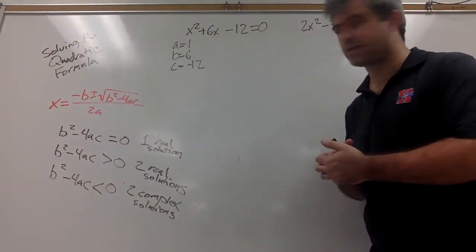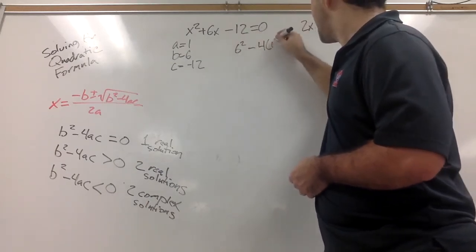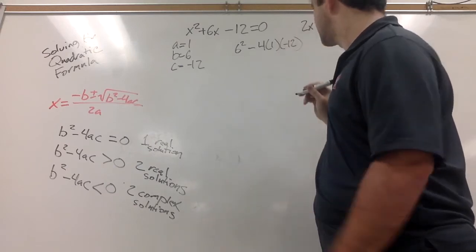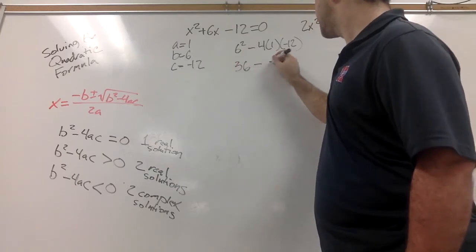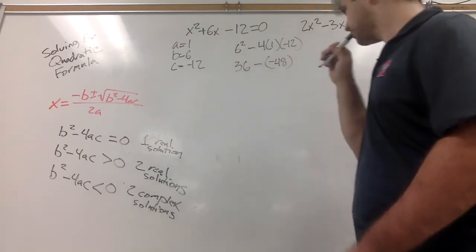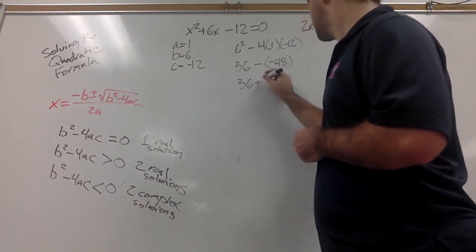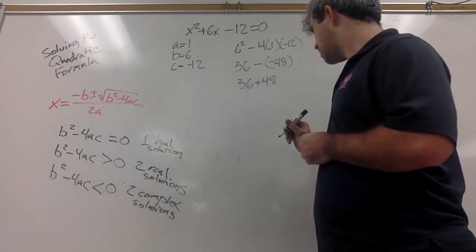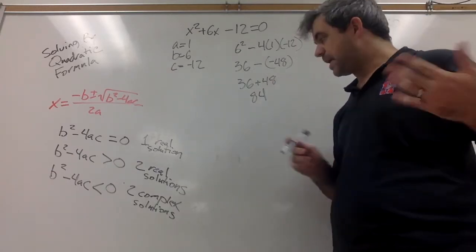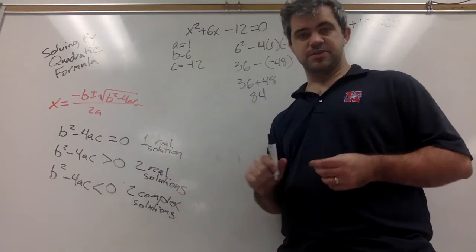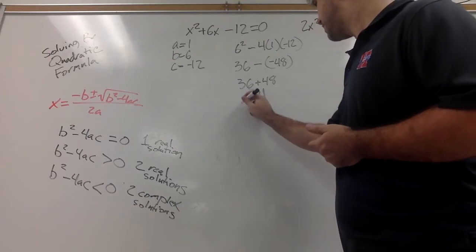Again, I'm going to start with the discriminant: B squared minus 4AC. So we get 36 minus negative 48, so this is going to be addition here. And we get what? 84. Okay, so based on what we learned, it's greater than 0, so we're going to have two real solutions. So let's go ahead and take the square root of this.